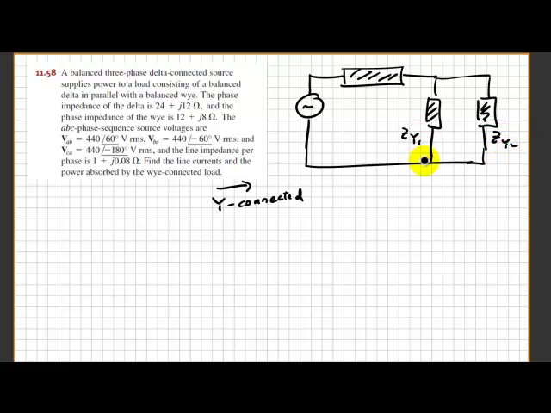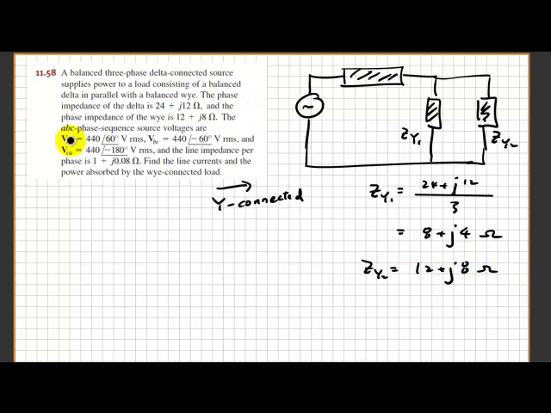Then I think this is going to be ZY2. So the first load, you can convert that into Y connected. That means 24 plus j12 divided by 3 will be the final number, which is 8 plus j4 ohms. So that's the first impedance information for the first load, and then the phase impedance of the Y is 12 plus j8. So ZY2 will be just 12 plus j8 ohms.